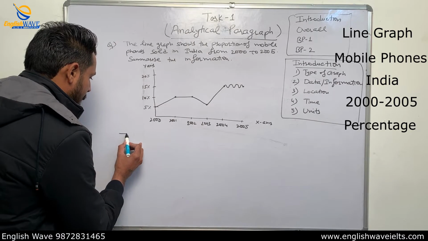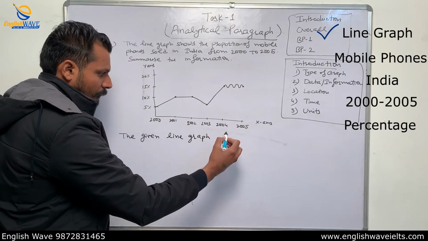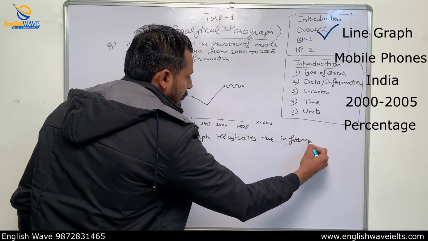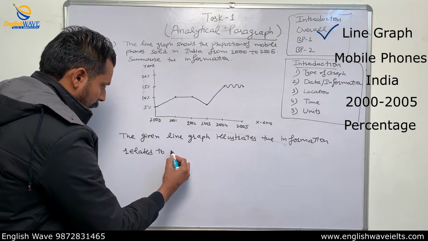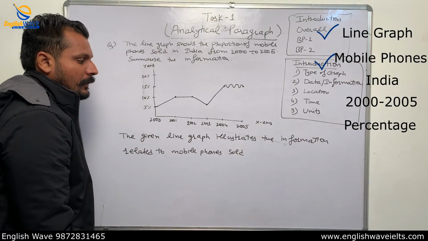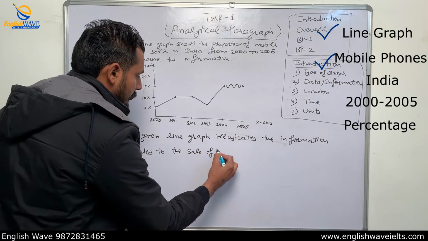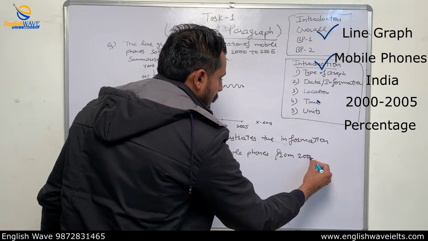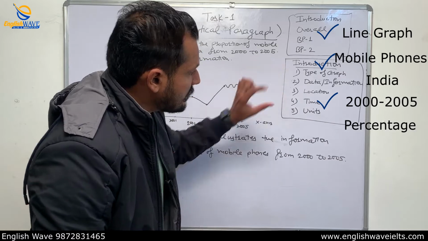Let's see how these 5 things are compiled. So our introduction should be like this. The given line graph illustrates the information related to mobile phones sold, or we can also say related to the sale of mobile phone from 2000 to 2005. So out of these things we have already considered four.